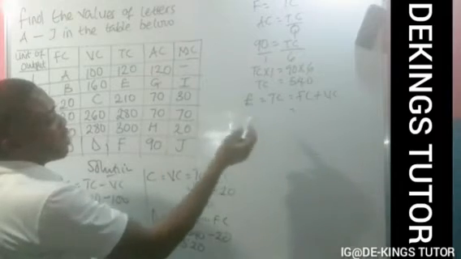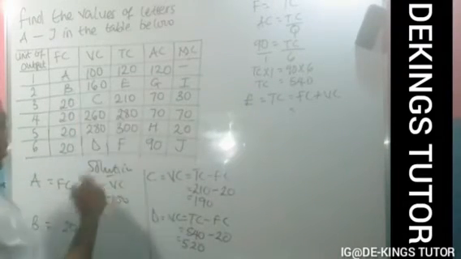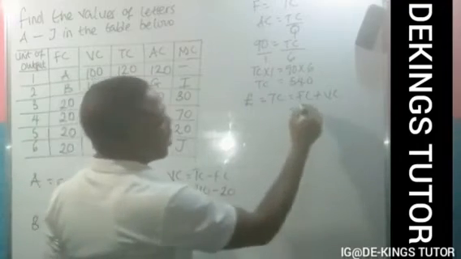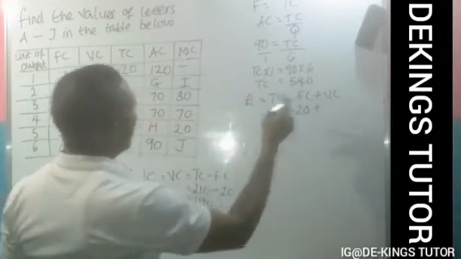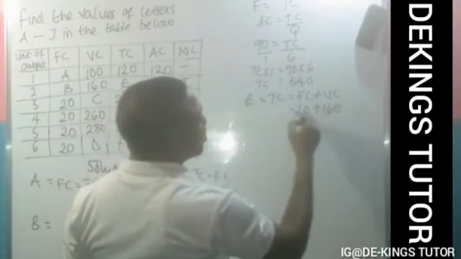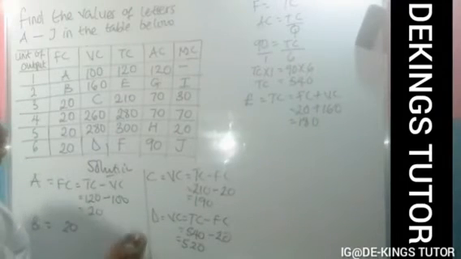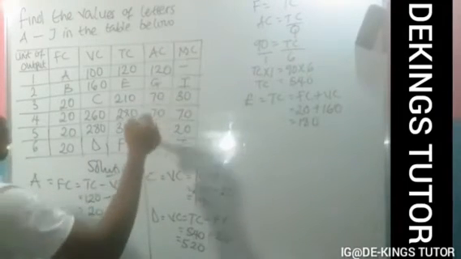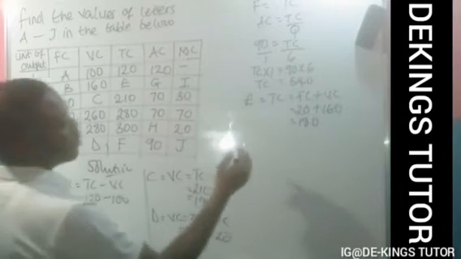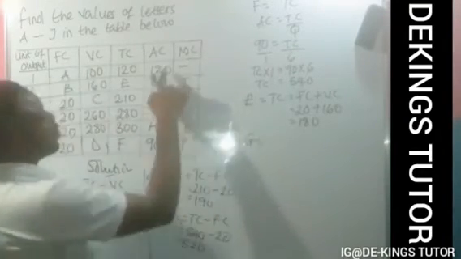So now the total cost equals fixed cost plus variable cost. What is our fixed cost in this same line? Fixed cost is B. We have solved for B as 20. So we have 20 plus our variable cost, which is 160. So 20 plus 160 gives us 180. That is E. The next one is supposed to be F, but we have solved for F. So move to G.